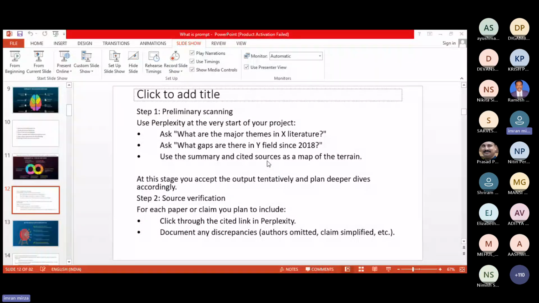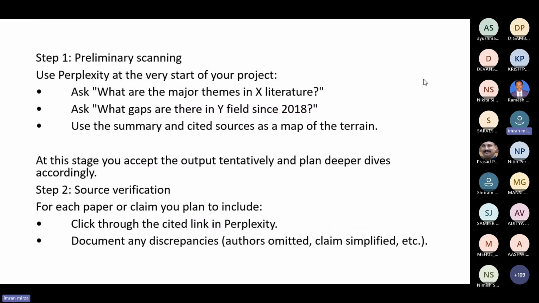Well, so if you are interested in doing anything like a preliminary scanning, then you can ask questions like what are the major themes in X literature. The X can be anything like chemical engineering or fashion technology, or anything like mountaineering or whatnot. You can also ask what gaps there are in the Y field since 2018. And at this stage, you accept the output tentatively and you plan deep dives, saying that okay, that's what you get as a source that you want to study from.